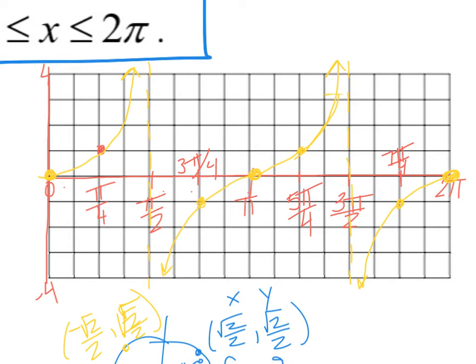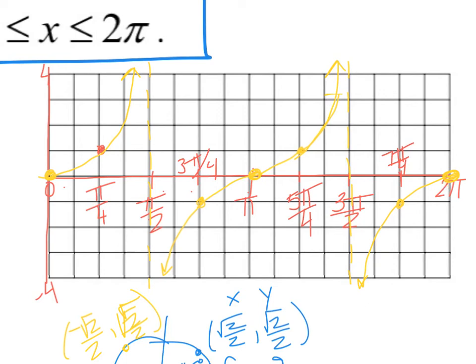It is also nice because you can type these values into your calculator. If you type in tangent pi over 4, you'll get 1. Tangent of pi over 2, undefined. Tangent of 3 pi over 4, you'll get -1. Tangent of pi, you'll get 0. Tangent of 5 pi over 4 will get you 1. Tangent of 3 pi over 2 will get you undefined. The calculator will give you an error if you type that in. Tangent of 7 pi over 4 will get you -1, and tangent of 2 pi will get you 0.